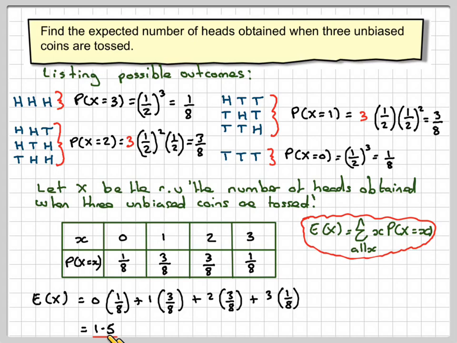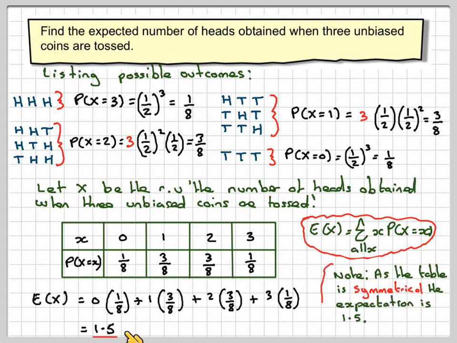and that is equal to 1.5. Again, if you look at the table, it's symmetrical, so therefore it's got to be between 1 and 2. So you can actually use the symmetrical properties and calculate expectation that way, but don't forget that these are not always symmetrical.